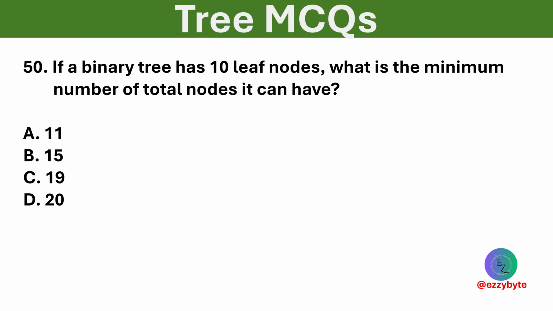Final challenge. Only one person gets this right. If a binary tree has 10 leaf nodes, what is the minimum number of total nodes it can have? Options are 11, 15, 19 and 20.